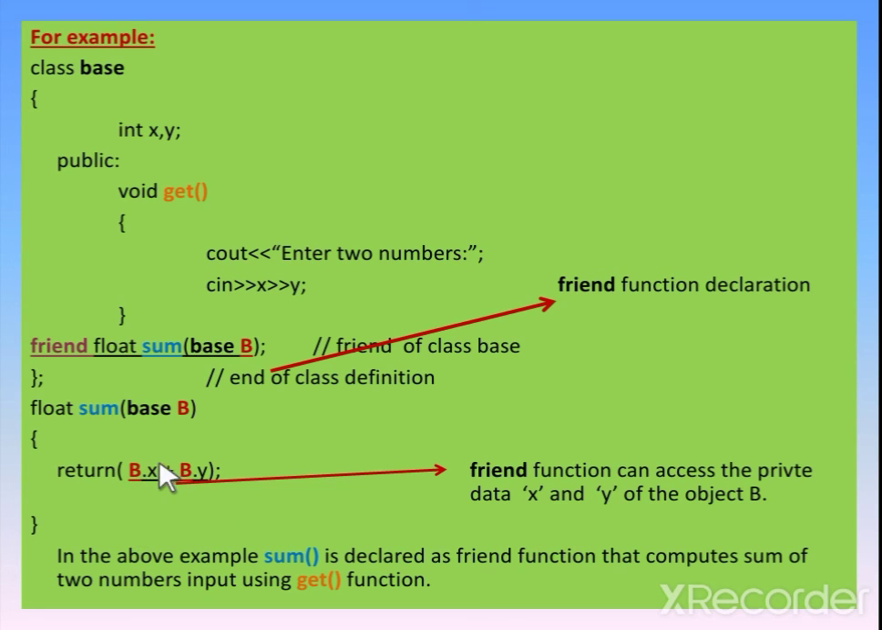So this is how we define the friend function. This is a friend function declaration. This is a friend function definition. It does not use either the keyword friend or any scope resolution operator. It is defined like a normal function. Is it clear? So in the above example, sum is declared as a friend function that computes the sum of two numbers input using the get function, through an object b.